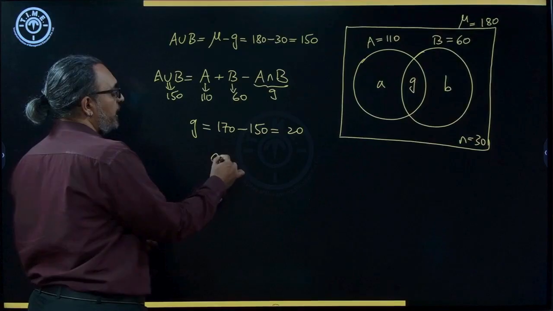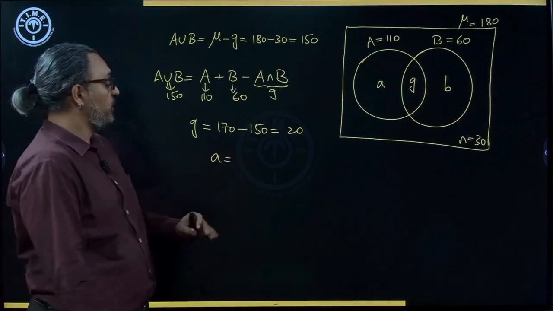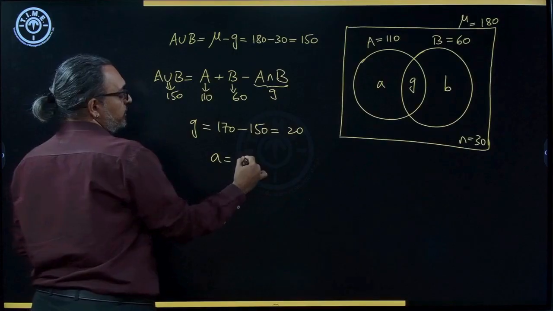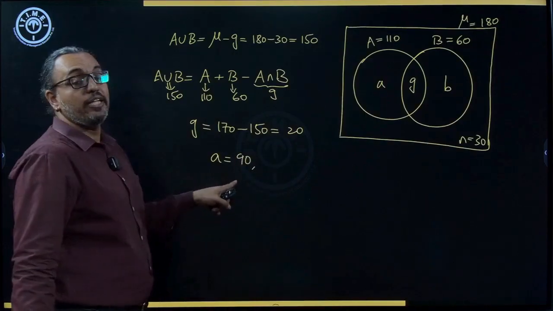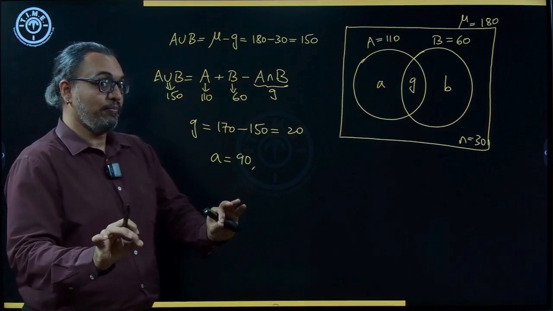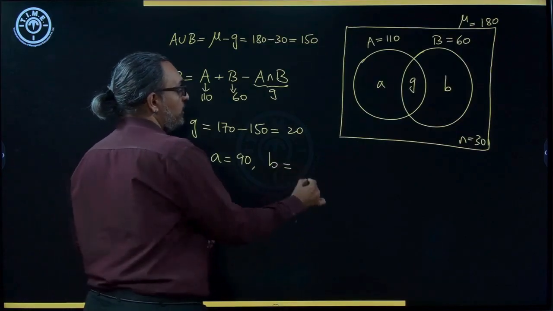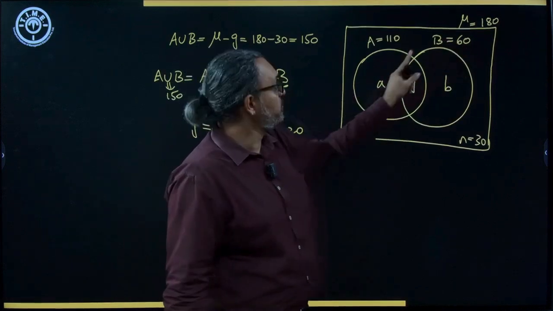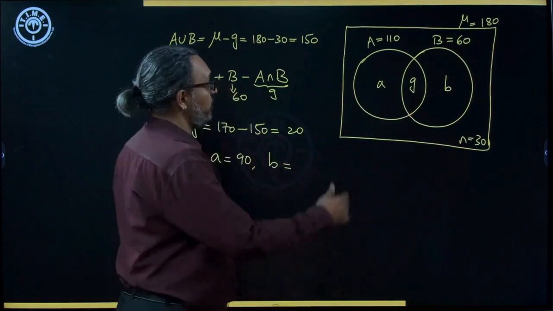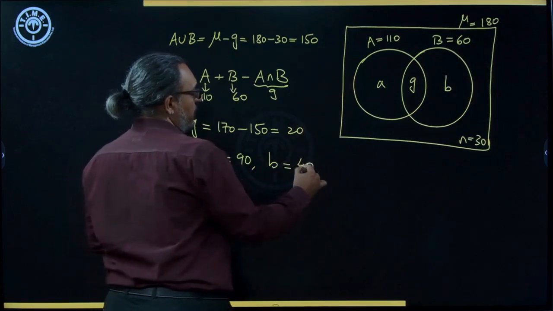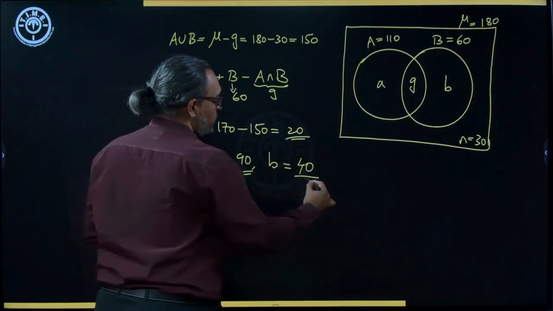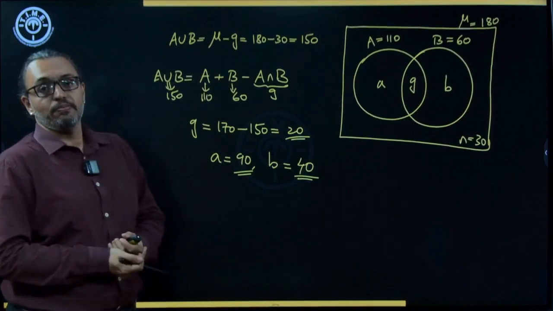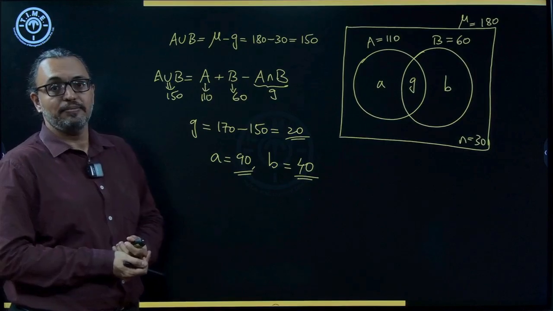Then from there we can take small a value. Small a is exclusive, which is nothing but total minus common. So 110 minus 20 gives you 90. Means 90 students have passed in only chemistry, correct? Same way small b. Small b is exclusively only mathematics pass. So total pass in mathematics minus the common gives you the exclusive. So 60 minus 20 is 40. So these are the three unknowns that we need for answering the questions now.